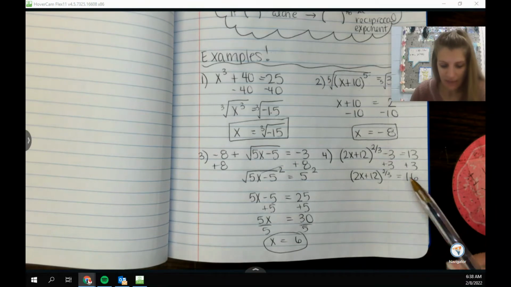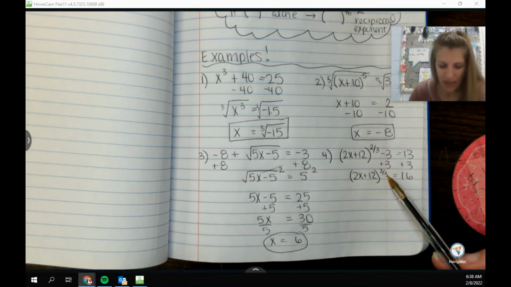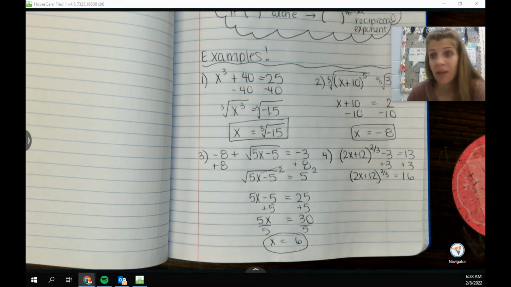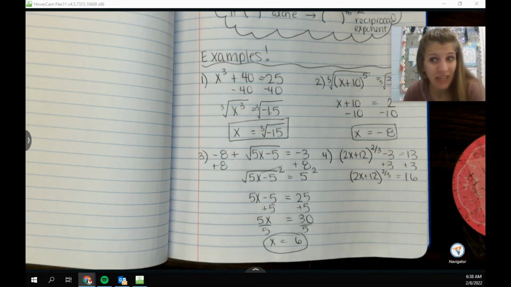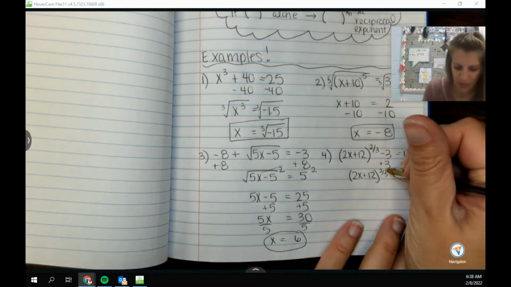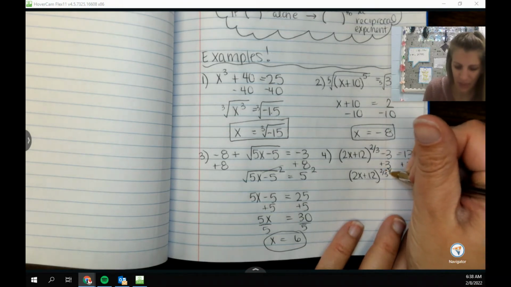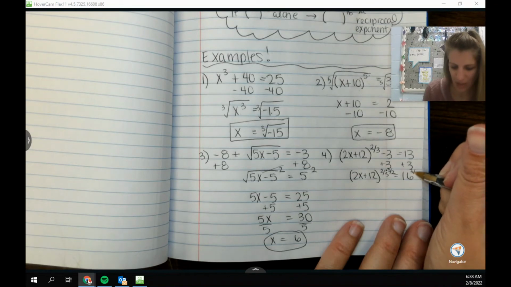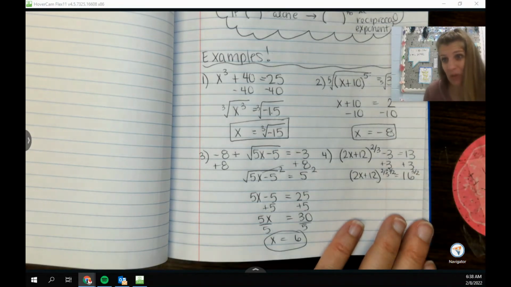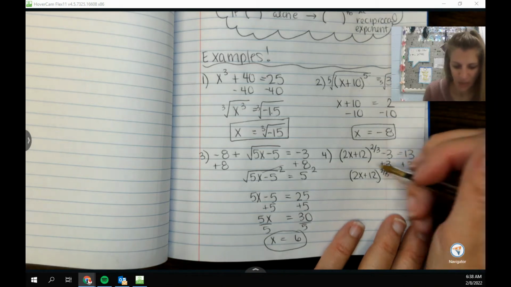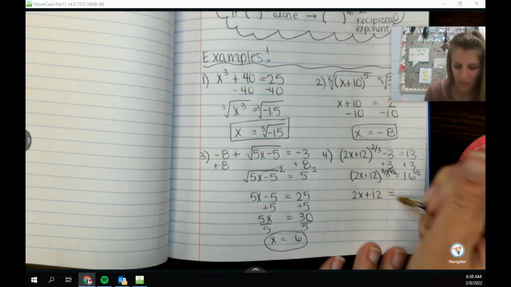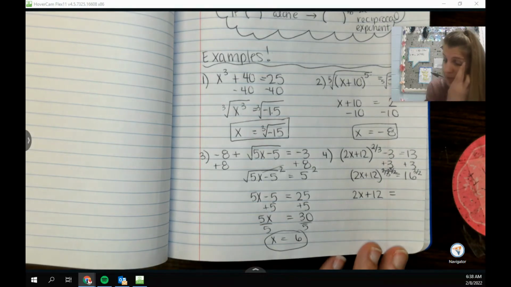And so if I have a fractional power, the way that I get rid of it is by making that power a 1. If I have a power of 1, I don't need it. So I'm just going to multiply by the reciprocal, 3 over 2, on both sides. 16's exponent was just 1, so now it's going to be 3 over 2. Because this will cancel out to 1, and so my exponent will be 1. I don't need it. So 2x plus 12.